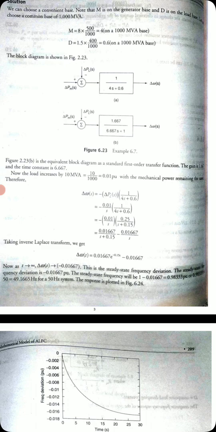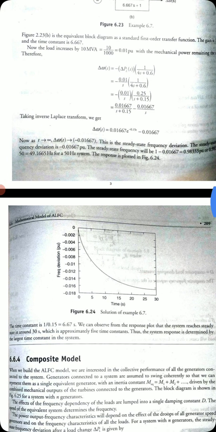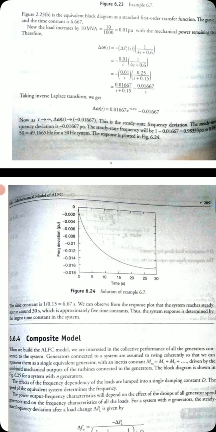0.9833 per unit of 50 Hertz is nothing but 49.1665 on a 50 Hertz system. The response plot is given here. You can see this is the response plot, showing how the frequency deviation changes with time. So this is one example regarding frequency deviation.